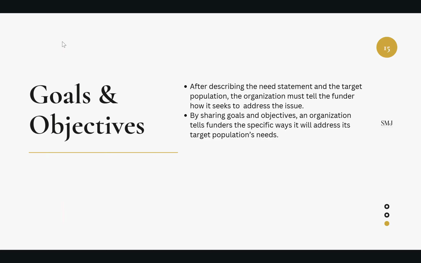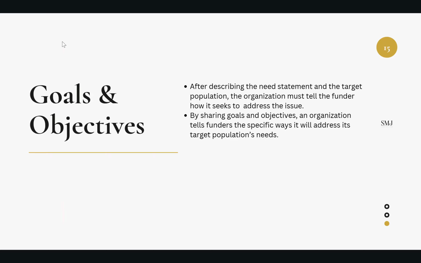I would say as a grant professional, some of the most critical parts of a grant application are the problem statement and the goals and objectives sections. These really help funders understand how their funding will be used and also help them to assess if you are the right applicant to fund.